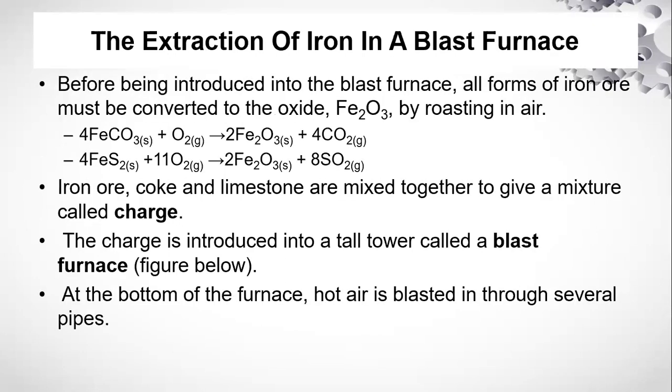Now let's see the extraction of iron in a blast furnace. The extraction of iron is mainly carried out within the blast furnace. Before being introduced into the blast furnace, all forms of the iron ore must be converted to oxides by roasting in air. We've seen this process of roasting in air when we discussed the various steps for the extraction of metals. In roasting, the ore is exposed to intense oxygen in order to obtain the oxides of the ores.